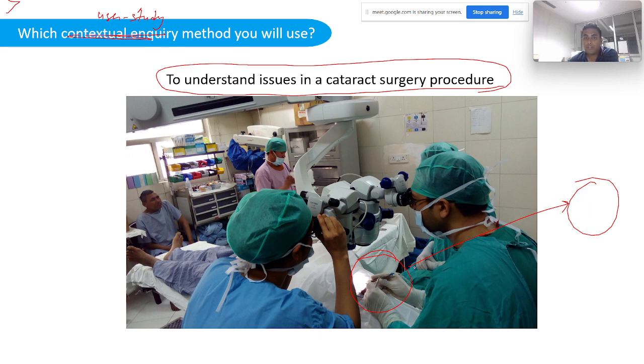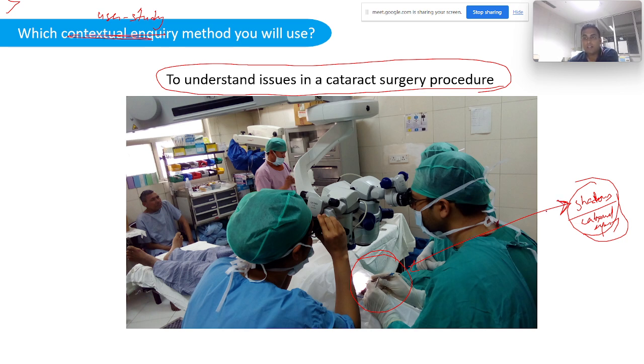Okay, so the very first thing can be shadowing. Shadowing is very much similar to contextual inquiry, but you do not ask anything, you just observe the scenario as a silent observer, and you follow people or the stakeholders inside the scenario without disturbing their activities. But you do not ask any questions to anyone. You do not interact physically.